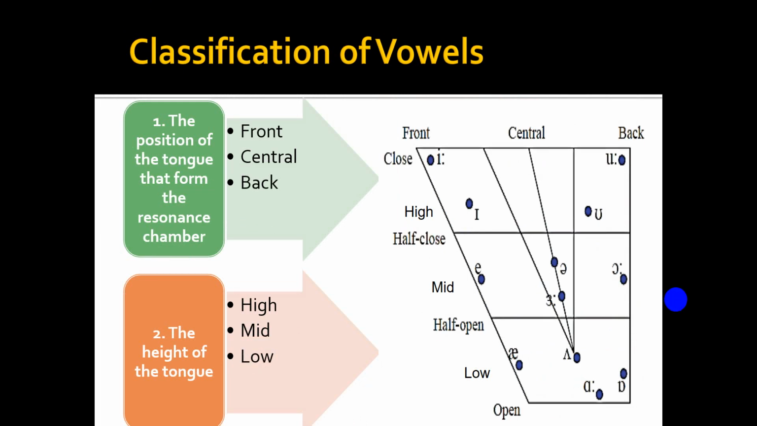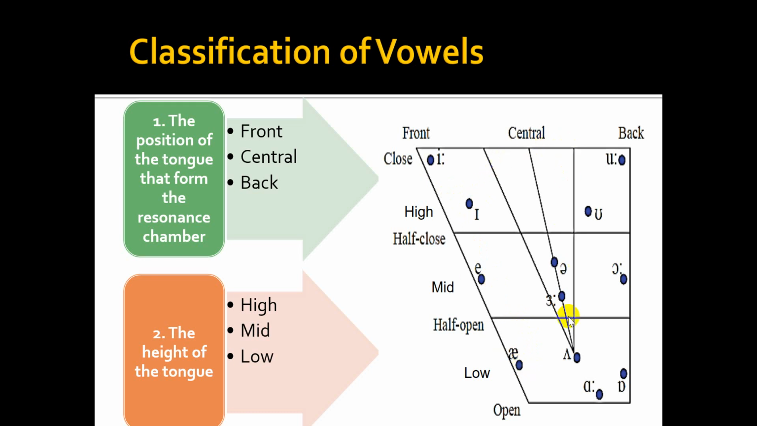Vowels can be classified based on five things. The first one is the position of the tongue that forms the resonance chamber, or which part of the tongue is raised, because the resonance chamber is formed when a certain part of the tongue is raised. For example, if the front of the tongue is raised, then we have front vowels. The front vowels are e, or a.